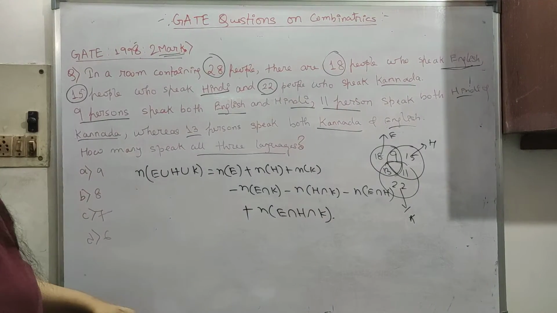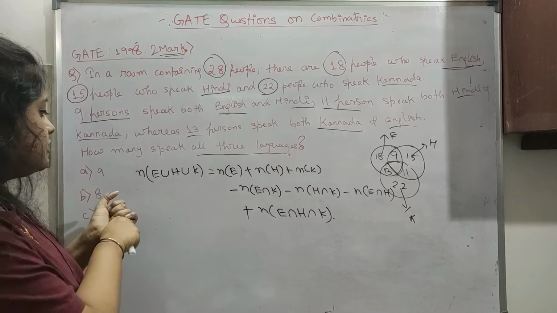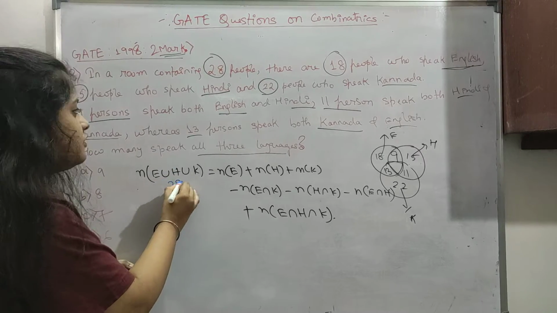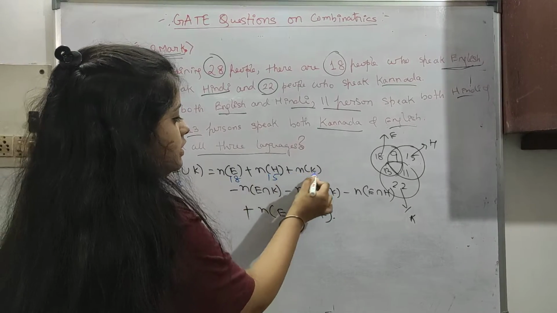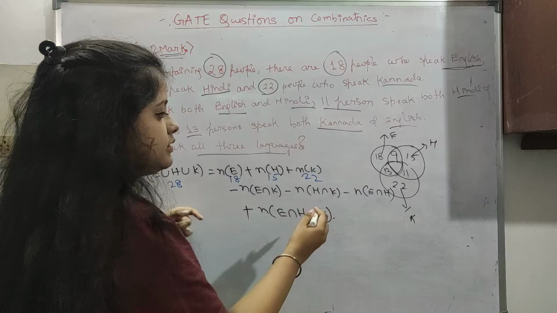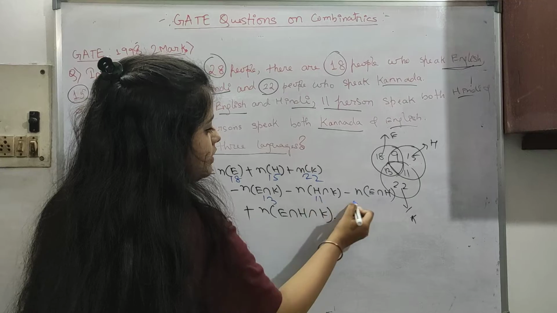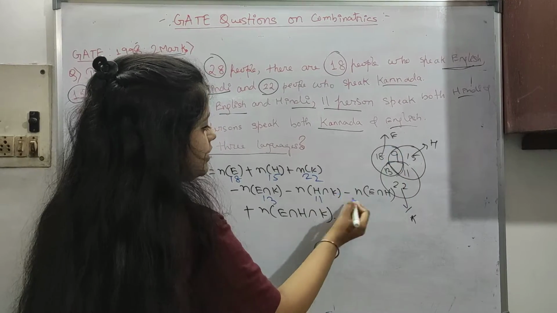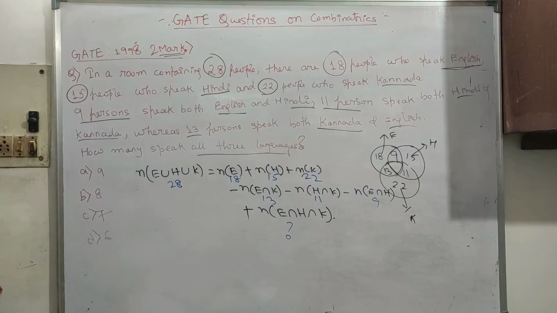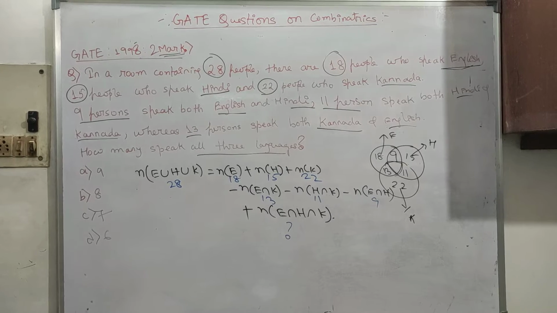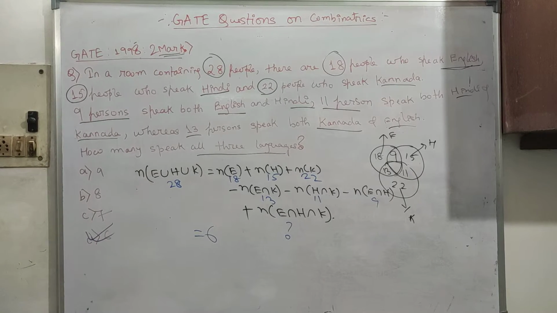We have all this data. The total number of people is 28. n of E is 18, n of H is 15, n of K is 22, E intersection K is 13, H and K is 11, and E and H is 9. If we put all this in, we can find the answer. So the answer is 6. Option D is our correct option.